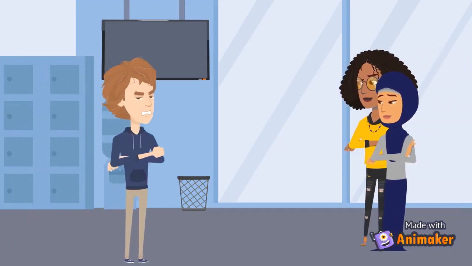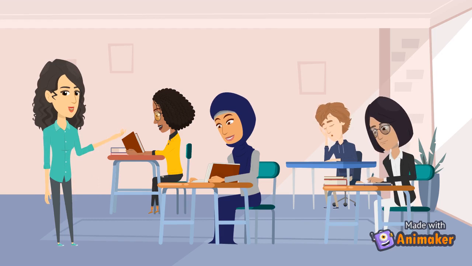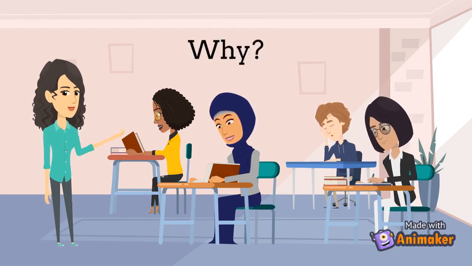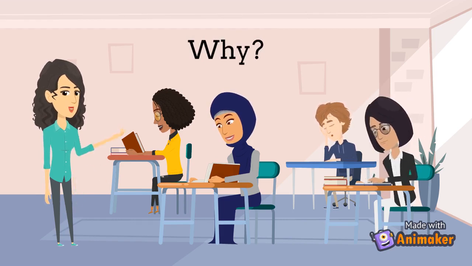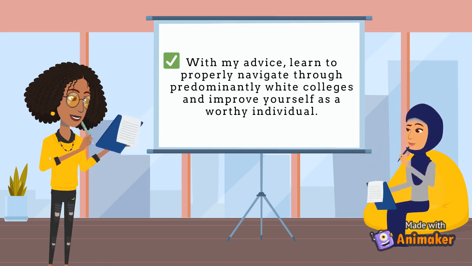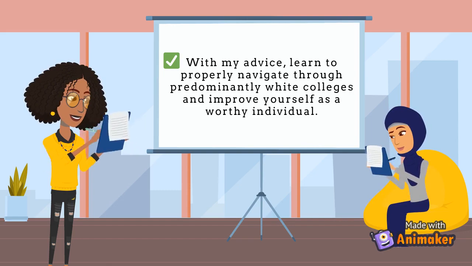You could have all the comebacks in the world and they still wouldn't understand. Educating the ignorant is a waste of time. Instead of educating white people, one should instead work hard to obtain an education. Why? Because educational progress is a national concern, education is a private one. With my advice, learn to properly navigate through predominantly white colleges and improve yourself as a worthy individual.